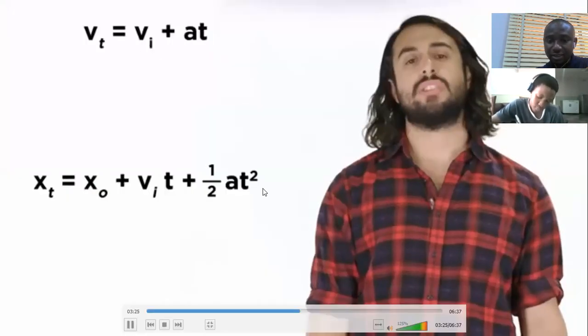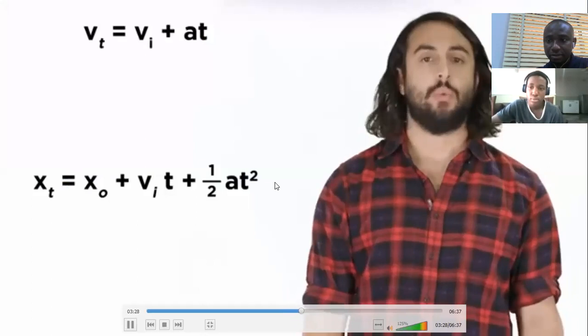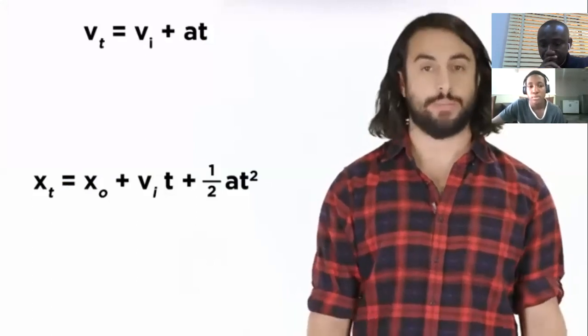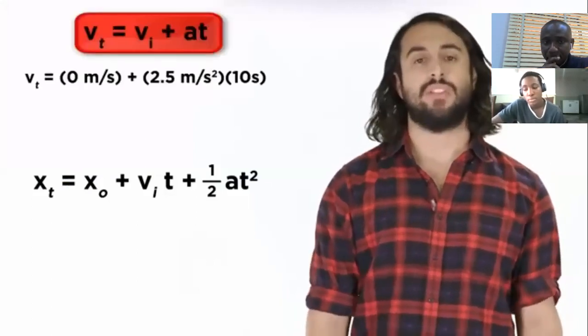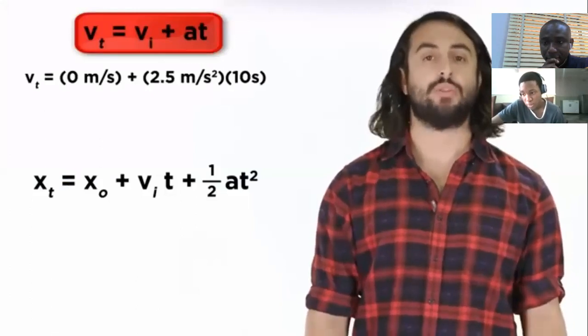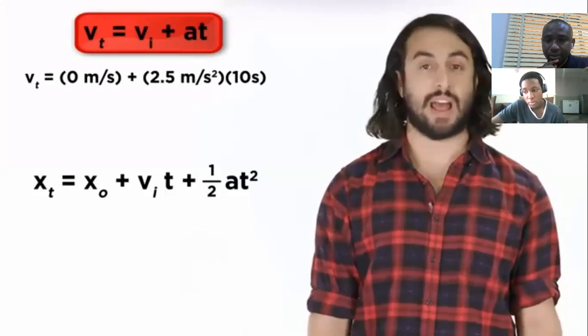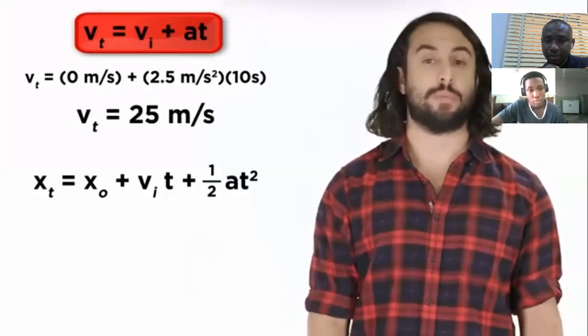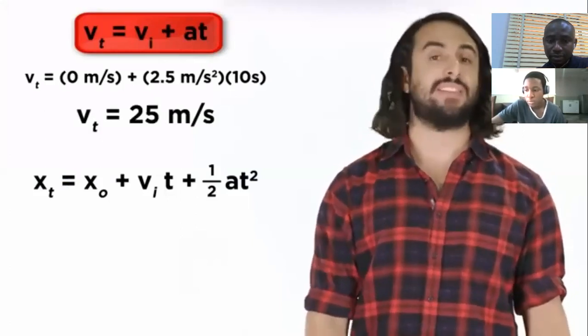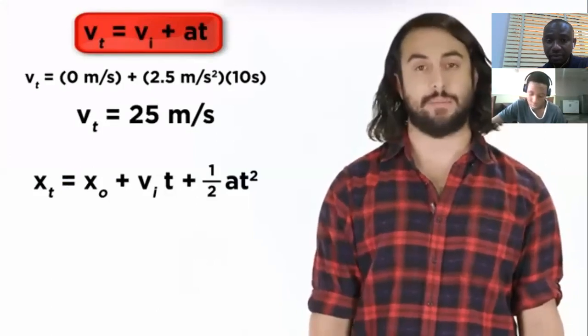All right, let's see then. We can use these two equations to find the answers. We just have to plug in what we know. For the velocity, we know that the initial velocity was 0 because we were at rest. So we just multiply acceleration by time and we get 25 meters per second. That is the velocity of the car after 10 seconds.